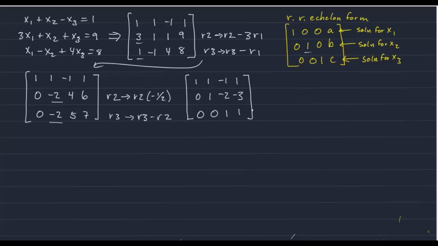And we're almost there. Actually, we've indented our lead 1s successively to the right as we go down the rows. Now we need to make these zeros to get it into reduced row echelon form. So let's start with this minus 2, and let's try to make that a 0. And so we can take row 2 and add 2 times row 3.